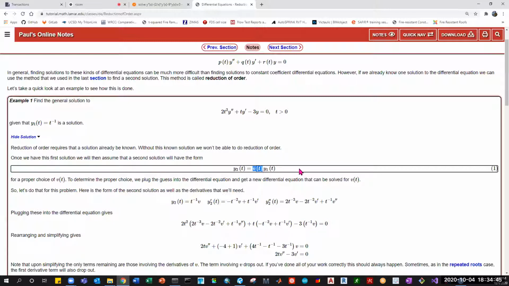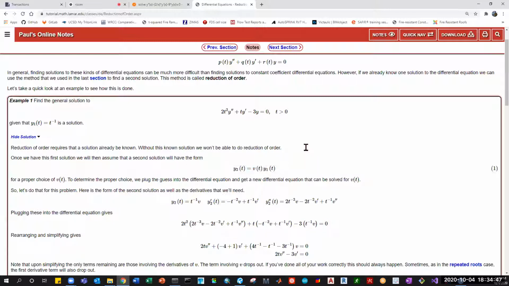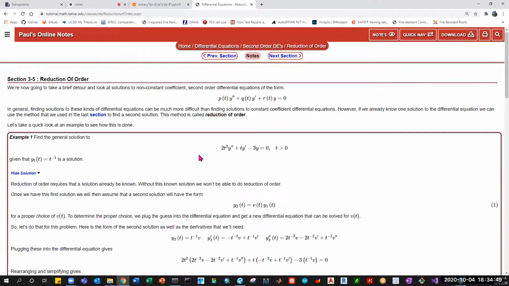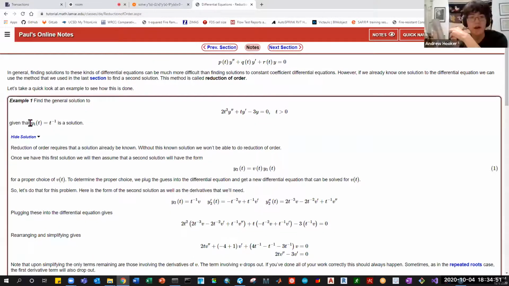It's just an assumption. Why do you do it? It's just an algorithm. Okay, this is how you solve these. So my question is, in this example they're giving you an assumption, but what about the case where you're not given an assumption?